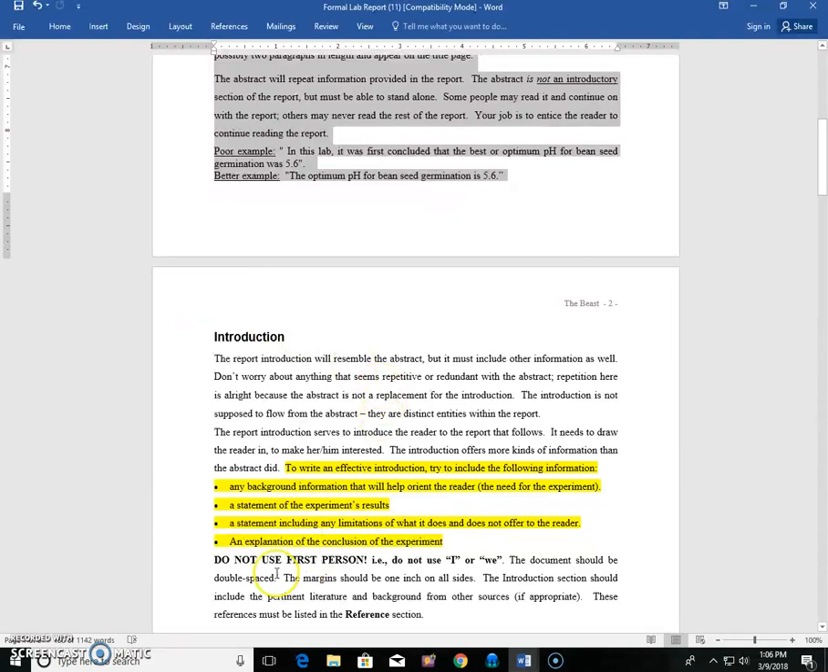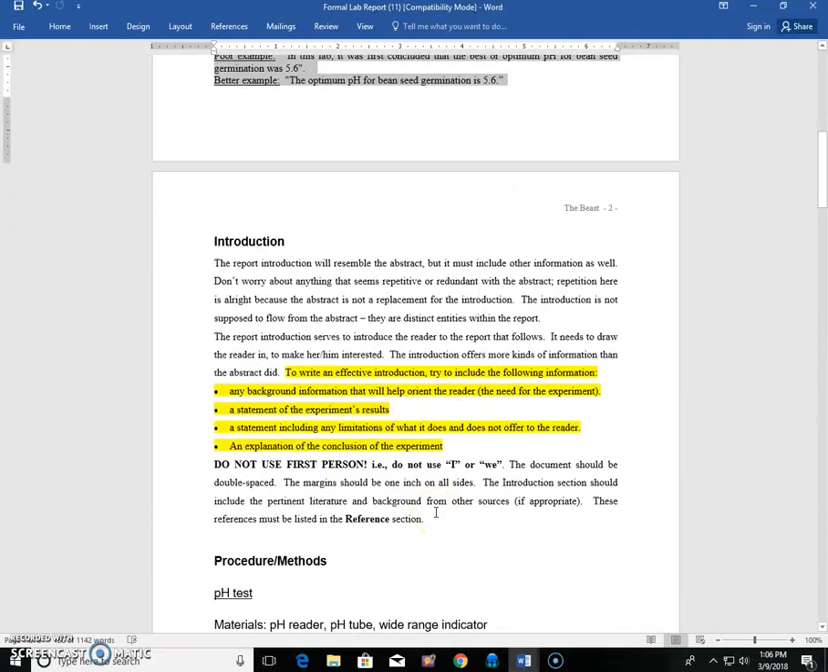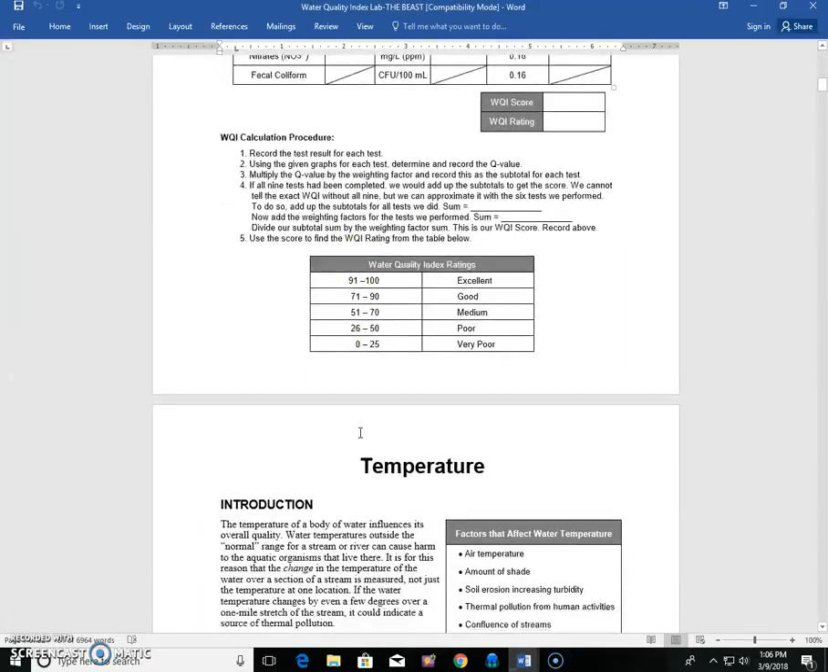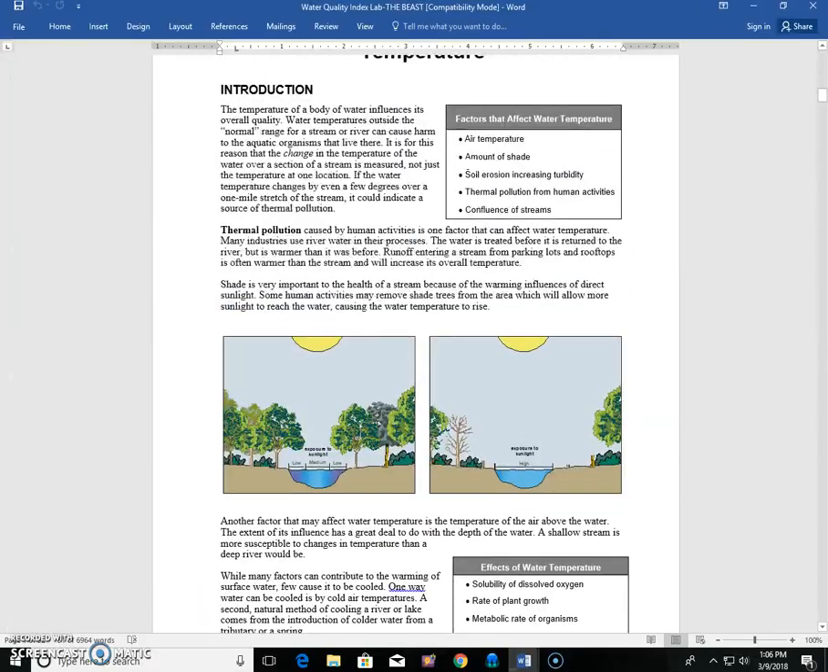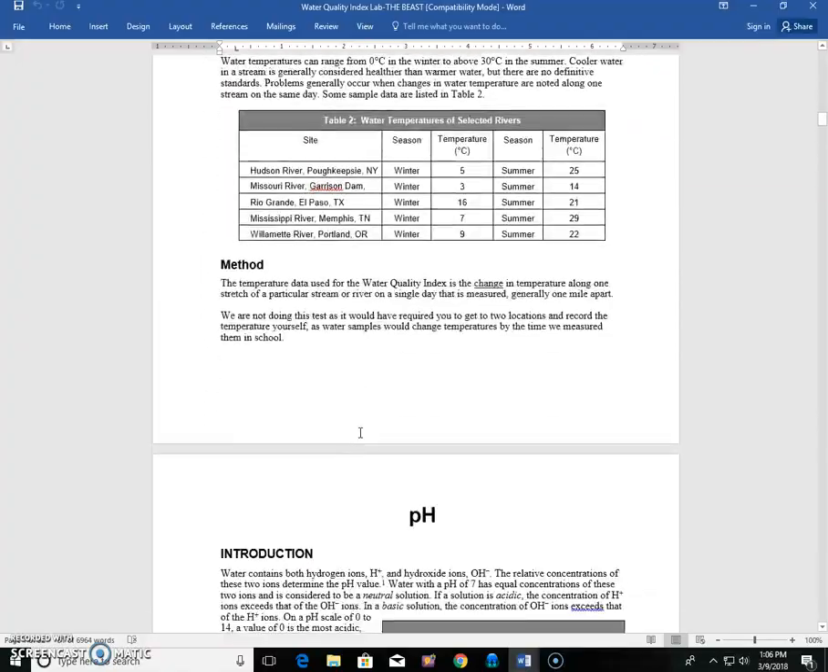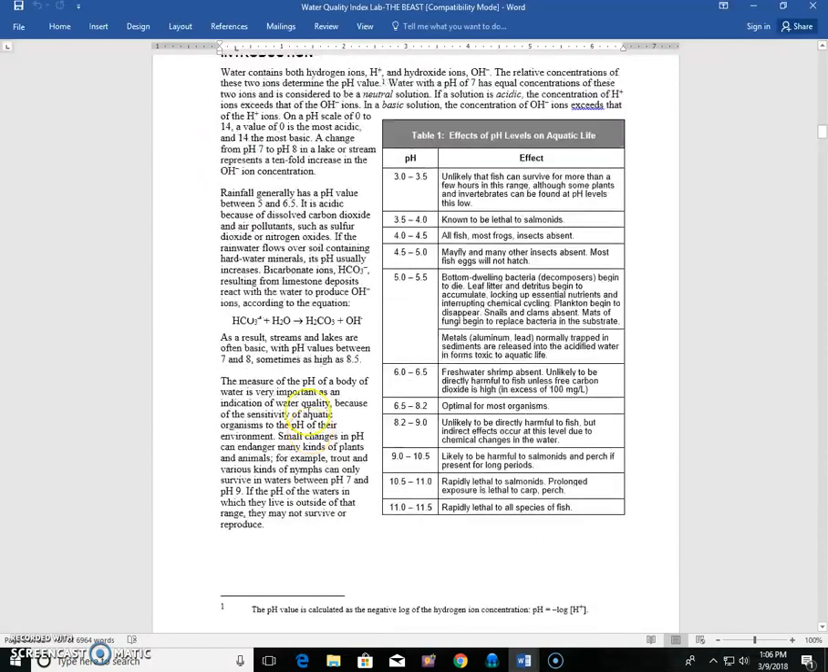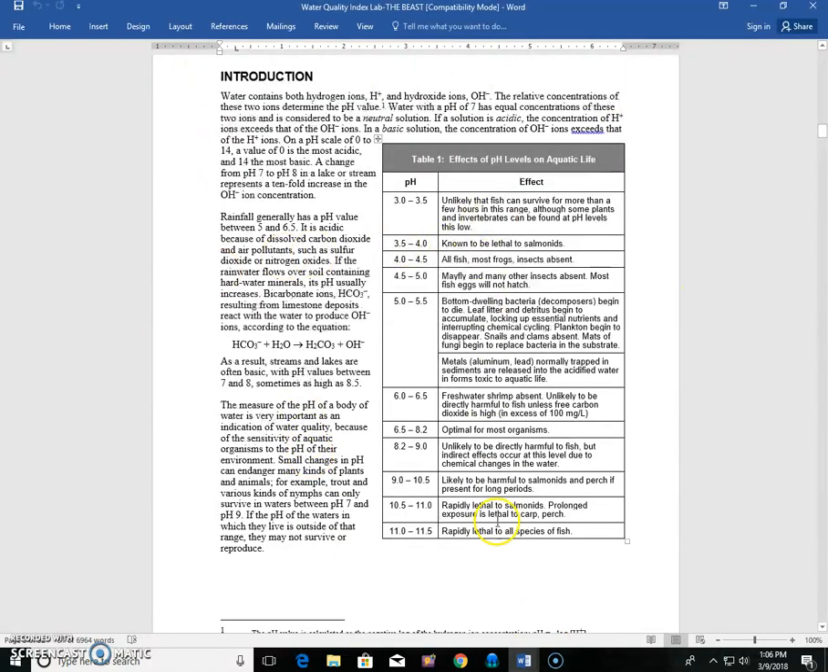Have your introduction done really well. No I's or we's. Make it effective. Make it have background information. Remember, you have background information in this lab manual. It's all there. Every background information you could ever imagine is right there with all the expected levels, what the effect is. It's all there for you.